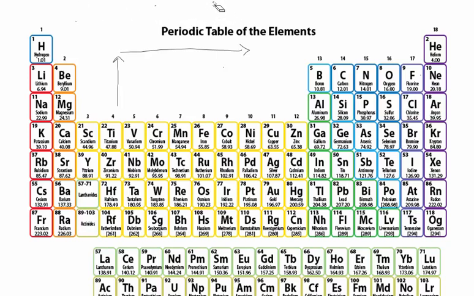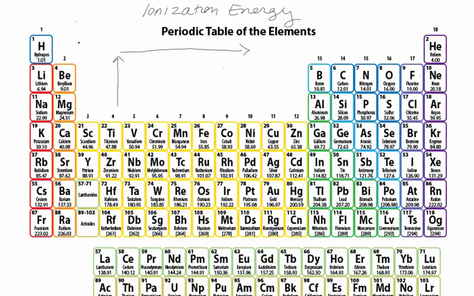Now, another property that we have to see a trend on our periodic table is called ionization energy. The ionization energy is the energy required to remove the most loosely bound electron from a gaseous atom in a ground state. If you've done some quantum mechanics and you've seen the electron configurations, then you know that that electron is going to be in the valence shell.